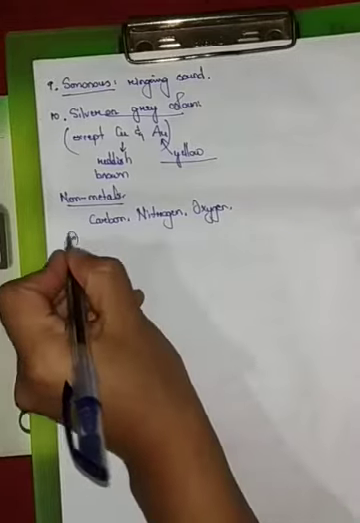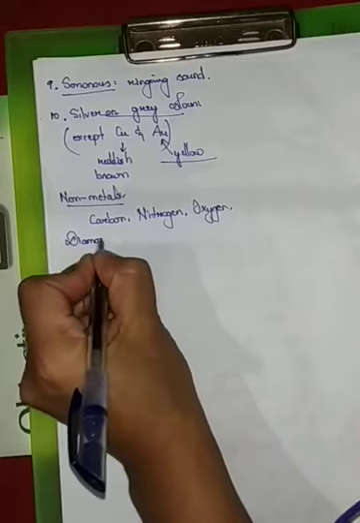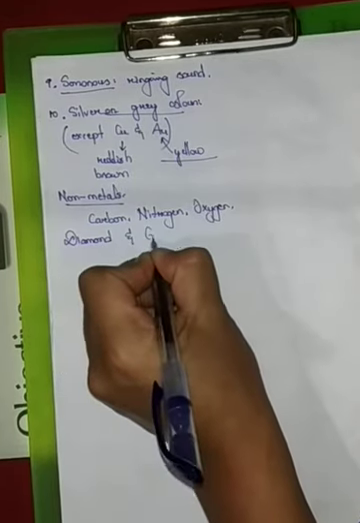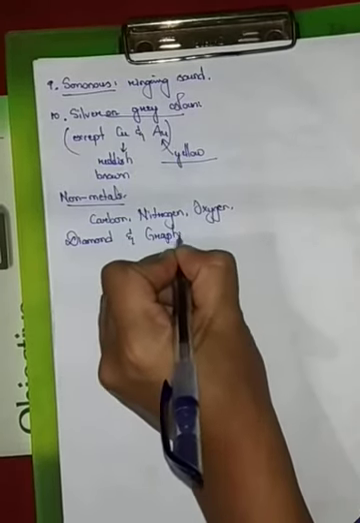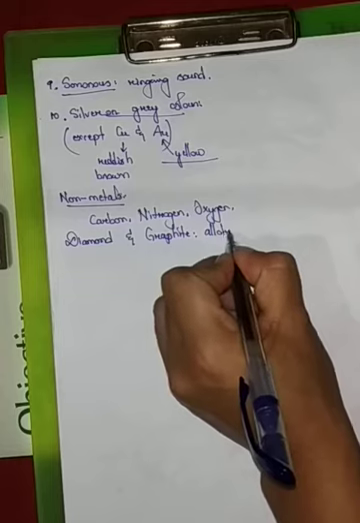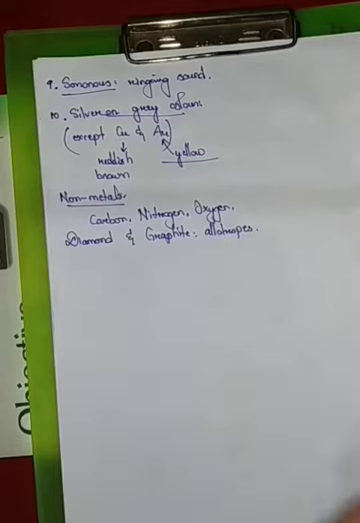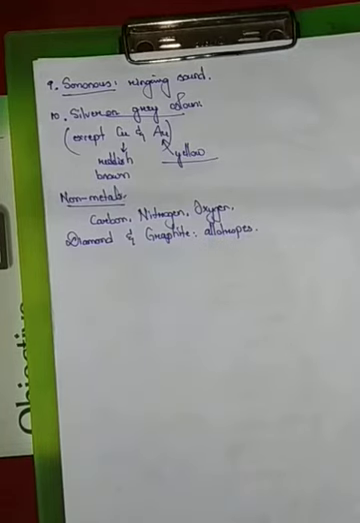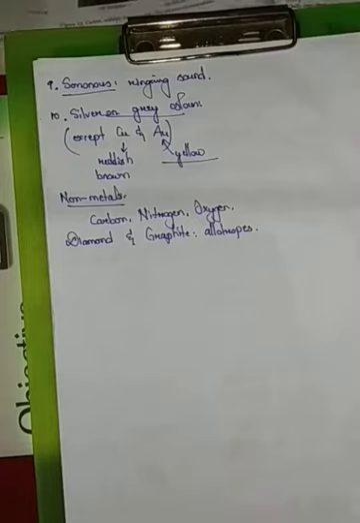Diamond, D-I-A-M-O-N-D, and graphite, G-R-A-P-H-I-T-E, are also non-metals, and they are the allotropes of carbon. All non-metals are solids or gases except for bromine, which is liquid at room temperature. So let's check out some of the physical properties of non-metals.